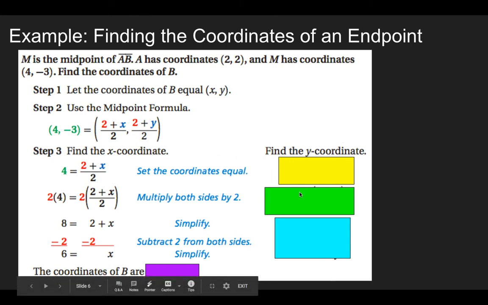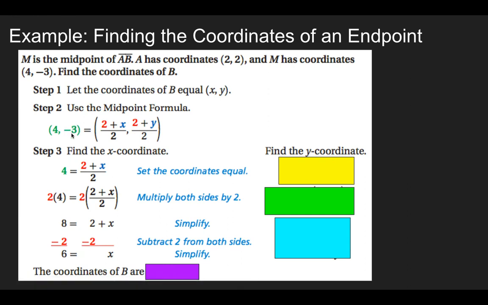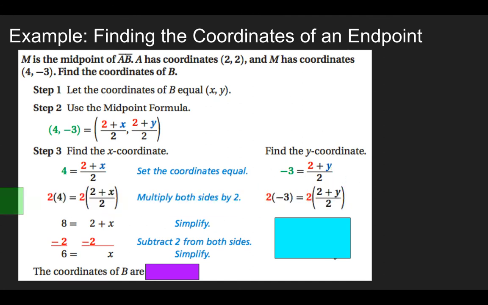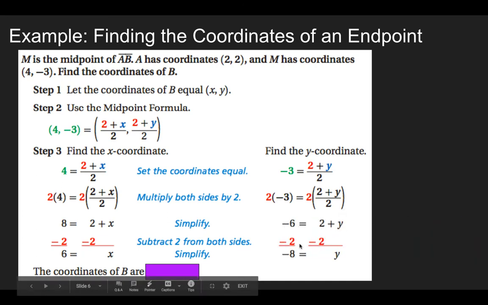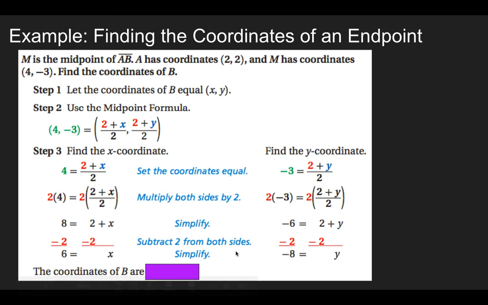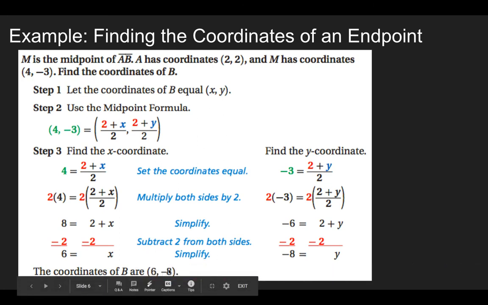Now I'm going to do that same exact thing over here for the y coordinate. Here's my y coordinate, negative 3, and I'm going to set it equal to (2 plus y) over 2. It looks like this. Then I'm going to multiply both sides by 2 again. So this turns into negative 6, and this divides away and leaves me with 2 plus y. Then I'm just going to subtract 2 from both sides, and I get that my y is negative 8. Meaning that the coordinates of B, my other endpoint, are 6, negative 8.